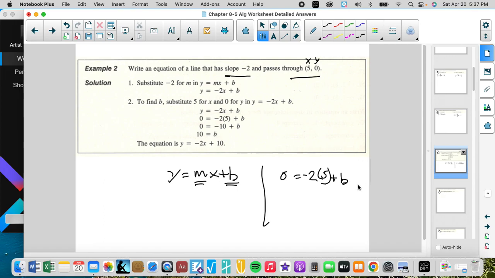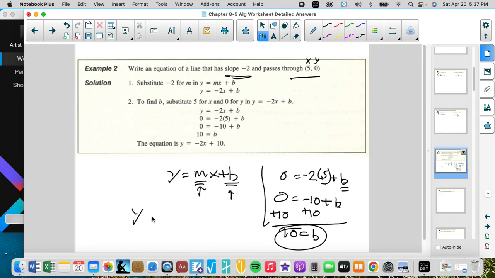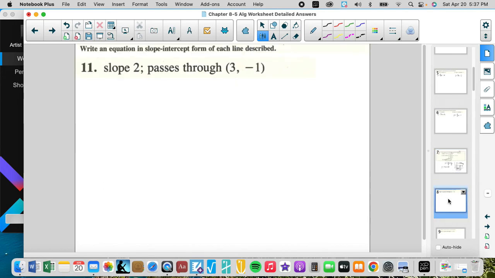So notice we can still find out what it is because we only have one variable. So we just simplify. You get negative 10 equals b, and then you add 10 to both sides, and we get 10 equals b. Now we have the y-intercept. We already had the slope, so now we can plug those in. Y equals negative 2x plus 10. And there's our equation. So that's how we're going to do this. We plug it in for the y and the x, and then we solve for the y-intercept.